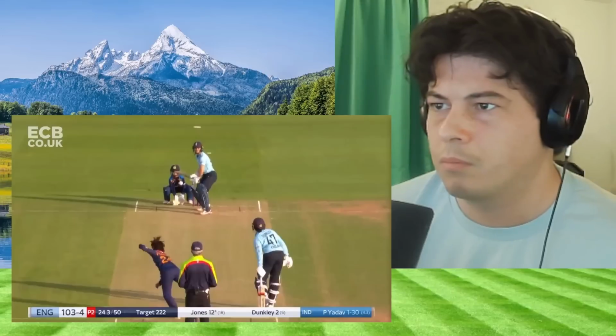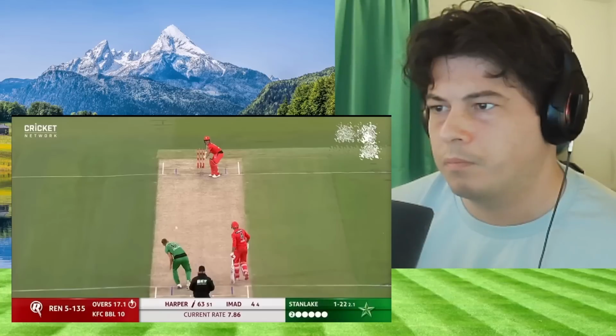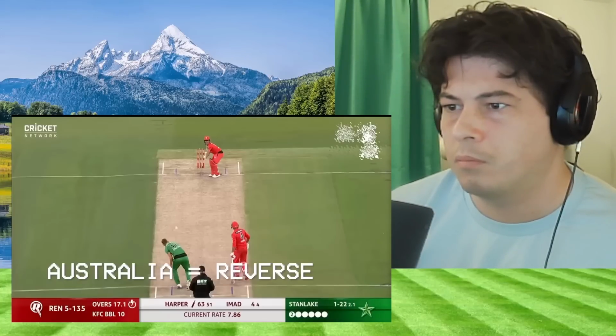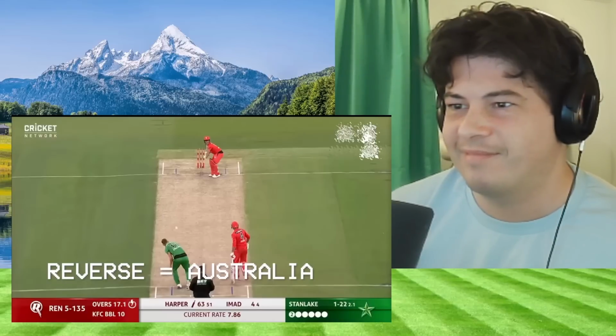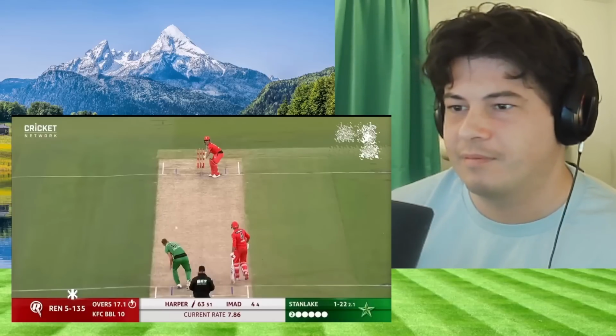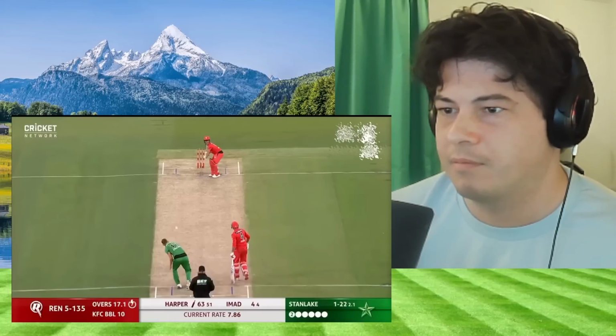And from there, it's pretty much the same as the test match we just saw. Just be careful, because if you're watching an Australian broadcast, the scores are reversed, and the wickets are first and the runs are second. So on this one, it says Ren, that's the Renegades, that's one of the teams, 5 for 135. So it's 5 wickets for 135 runs. So just be careful, it might be confusing.